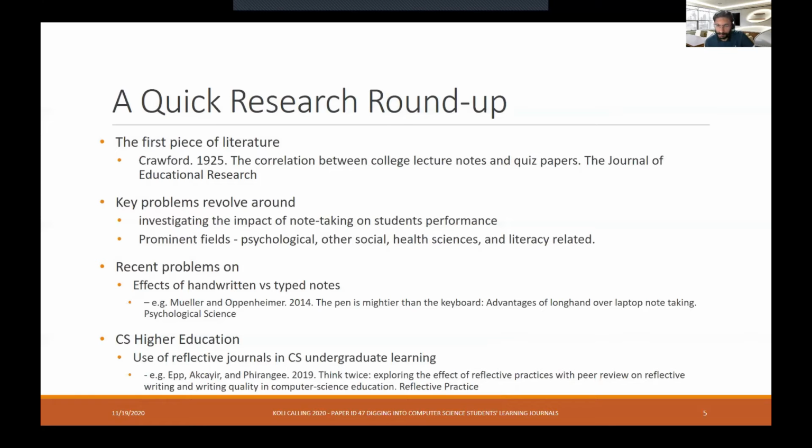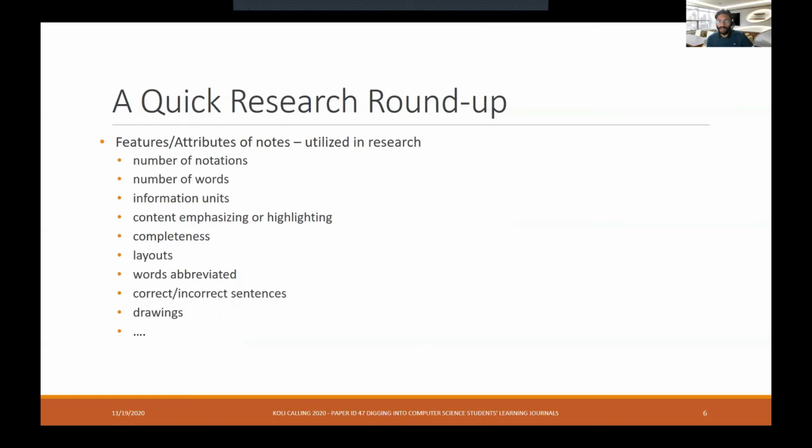Many of the recent research focuses on the differences in the effects that handwritten and typed notes have on students' performance. In computer science higher education, most research is focused on the use of reflective journals. We also identified many attributes or features of notes from these papers. We will later see that these attributes are important for this work.